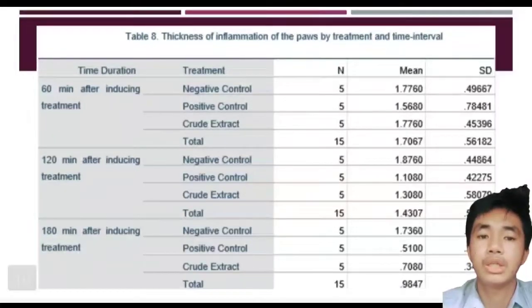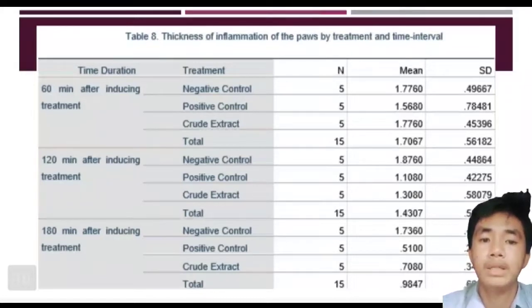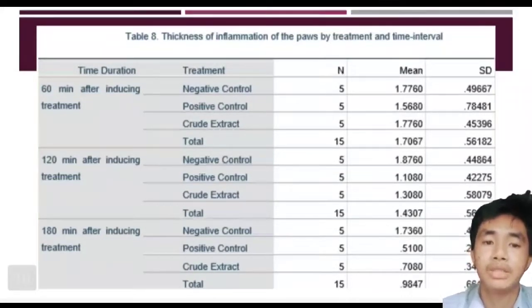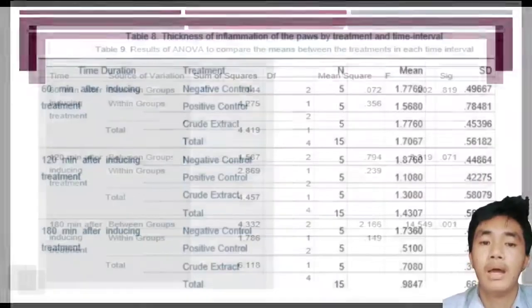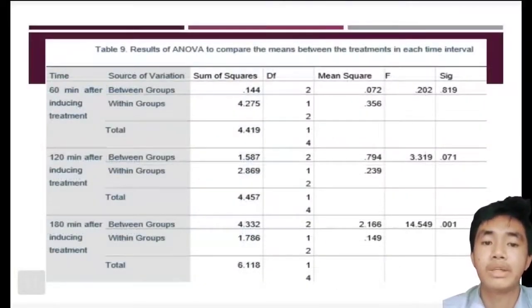So this table shows the thickness of the inflammation of the paw of the cheeks in the 3 treatment groups and in the given time intervals. The thickness of the inflammation is determined by getting the difference between the width of the normal paw and its width after the given time interval, 60 minutes, 120 minutes, and 180 minutes. It shows that the amount of inflammation decreases as the time after the treatment increases in the 3 time intervals for each of the 3 treatment groups.